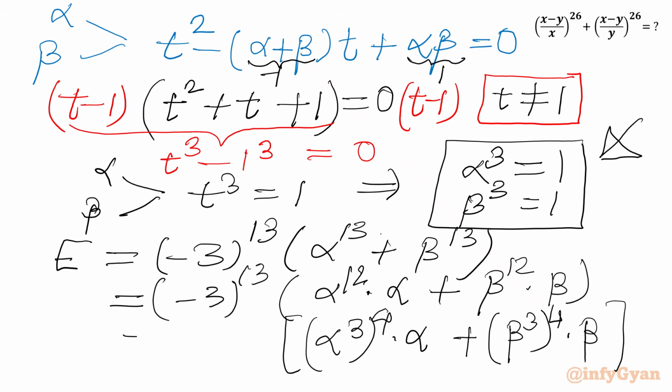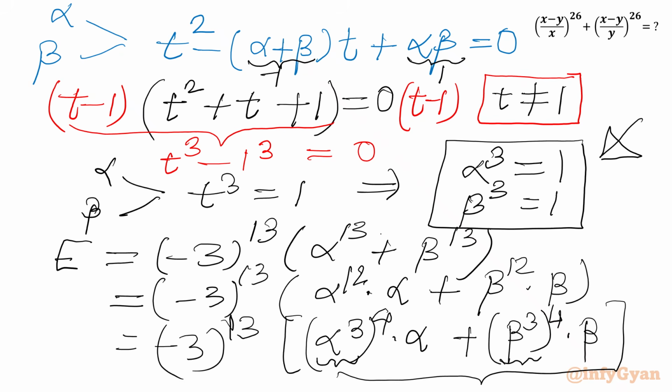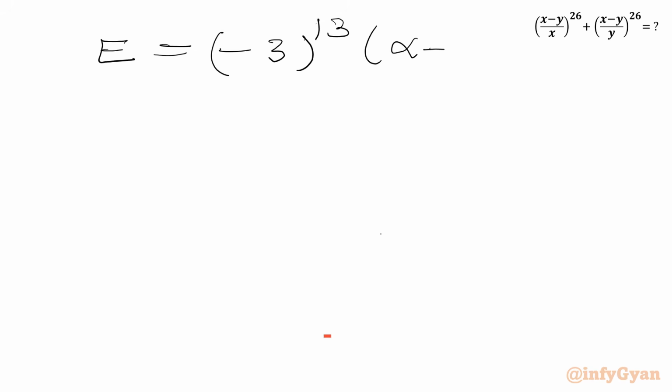Here we will write minus 3 raised to the power 13. Now alpha cube is 1, beta cube is 1. So this is 1 power 4 and here we will put 1. So 1 power 4 is 1. So in the bracket we are going to get alpha plus beta. So I will write expression E equal to minus 3 raised to the power 13 times alpha plus beta.